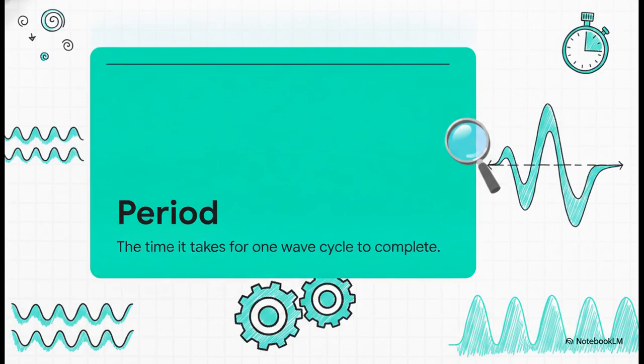And then there's the period. While frequency counts the number of waves in 1 second, the period flips that and measures the number of seconds in one single wave. They're essentially two sides of the same coin, giving us slightly different ways to describe the timing of a wave's oscillation.